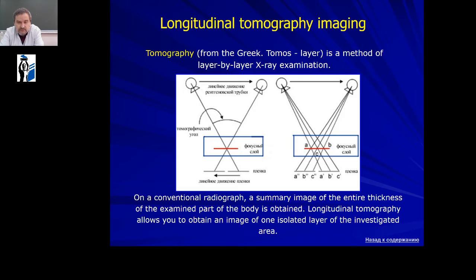On this slide, the principal scheme of linear tomography is represented. On a conventional radiograph, a summary image of the entire thickness of the examined part of the body is obtained. Longitudinal or linear tomography allows you to obtain an image of one isolated layer of the investigated area.